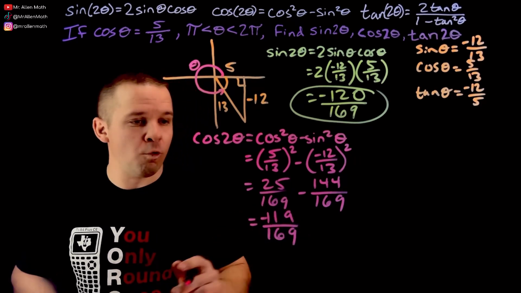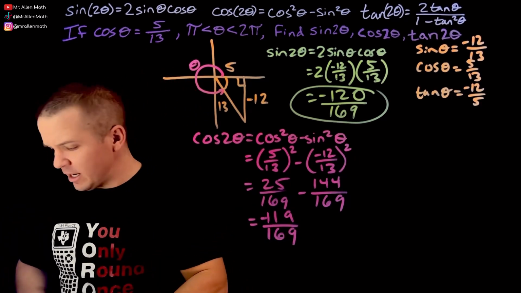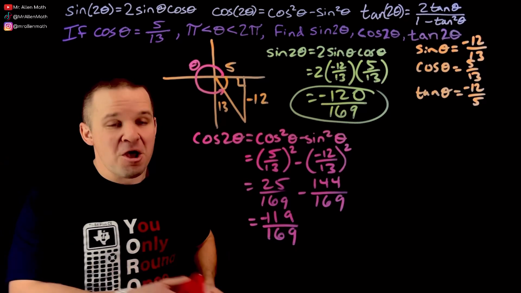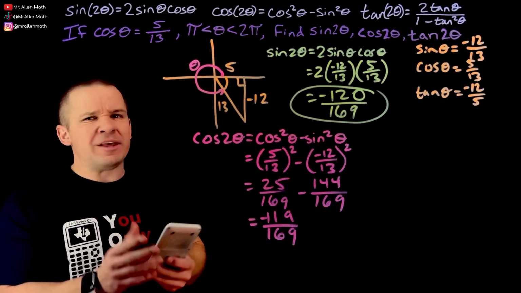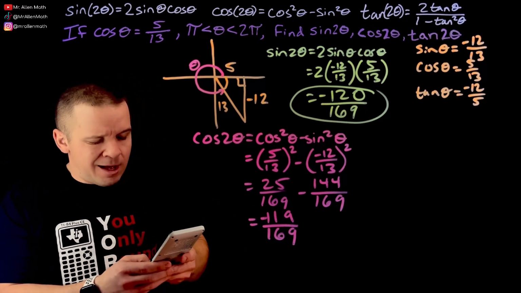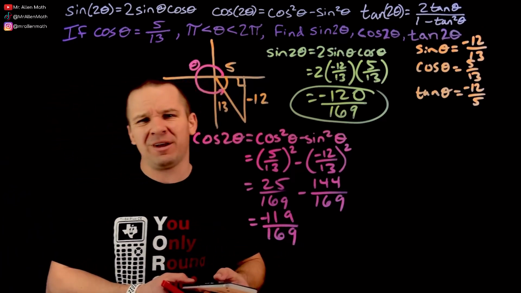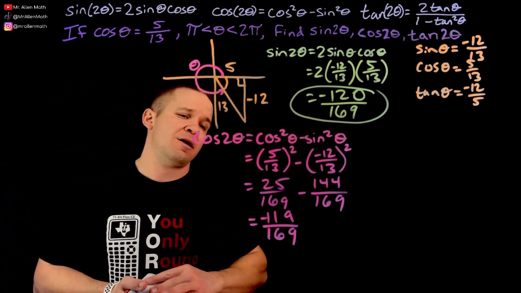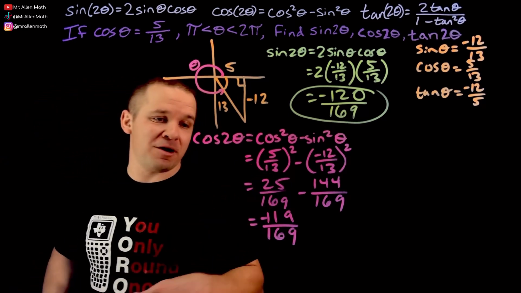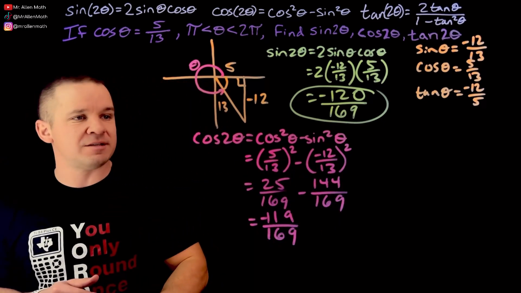Negative 119 over 169. I'm going to double check it before I throw this up on the internet, in case I made an arithmetic mistake. Negative 119. We're good. Okay, we're good. I should have believed in myself. But it's always good to double check yourself before you wreck yourself. Boom. Lovely. Awesome. Fantastic.